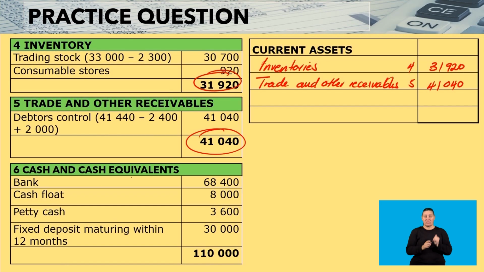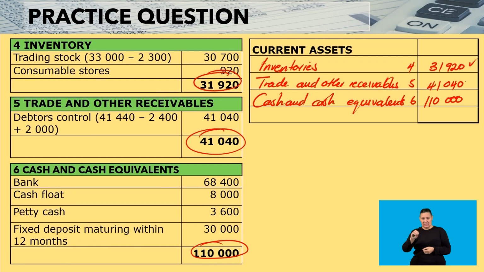Then lastly, I have my cash and cash equivalents. That is note 6, and I have 110,000. When I then add everything, I'm adding 31,920 plus 41,040 and then 110,000. That will give me 182,660. That becomes now my current assets.